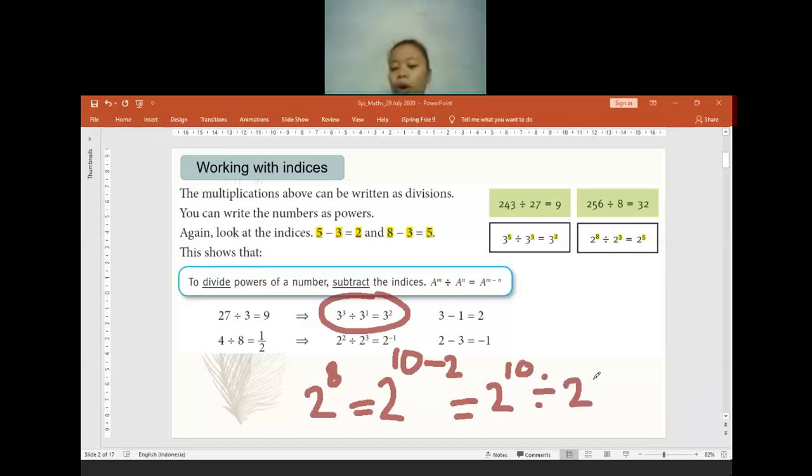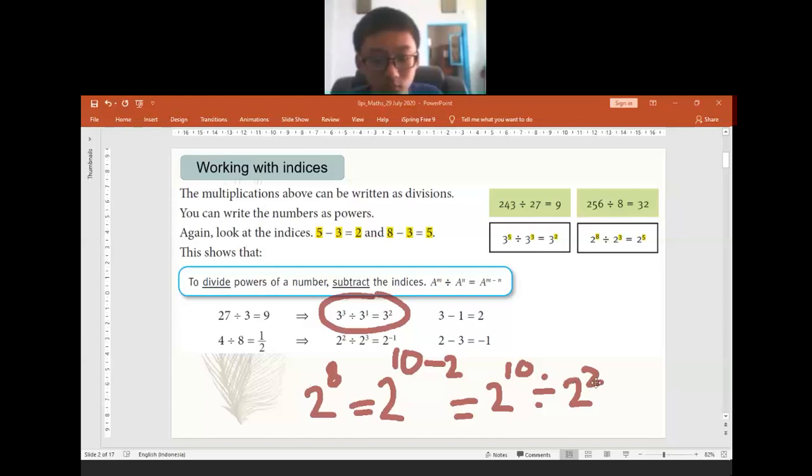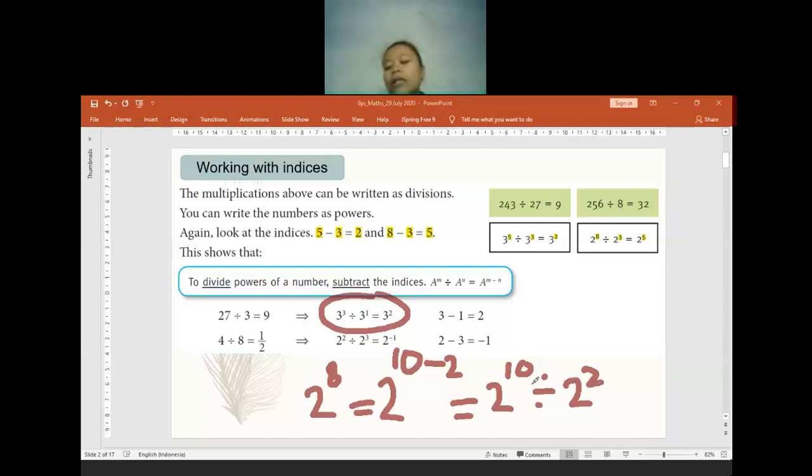The 2 to the power of 10 is equal to the k, which is given from the question. 2 to the power of 2 is equal to 2 times 2, which equals 4. That's why the final answer will be k divided by 4. Is there anyone having questions still, or is it still not clear enough?